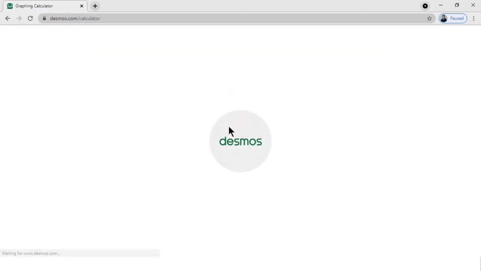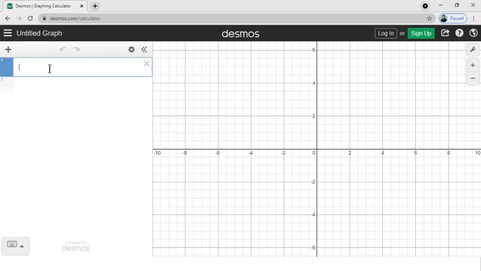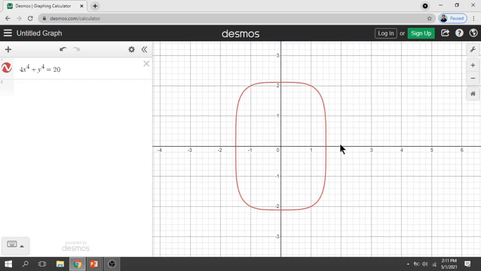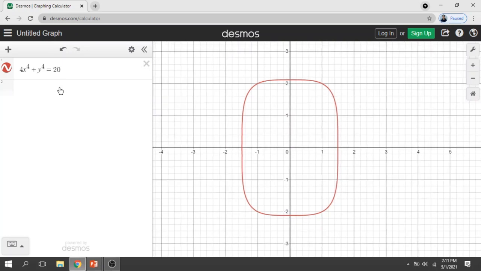Ayan, graphing calculator. Tapos ita-type lang natin yung ating equation dito, which is 4x to the fourth plus y to the fourth is equal to 20. Yan. So ito yung graph ng ating equation. Tapos given yung point na 1, 2. Yan. So ito yung given na point.